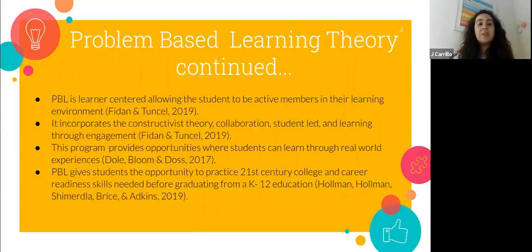For problem-based learning theory, a few of the articles have mentioned what it is by how they defined it. They said problem-based learning theory is learner-centered and allows students to be active members in their own learning environment. It also uses constructivist theory and collaboration, it's student-led, and it keeps all learners actively engaged the whole process. This program also gives students opportunities to implement real-world experiences and problems. Problem-based learning also gives students an opportunity to practice their 21st century college and career readiness skills, which is needed by the end of 12th grade.